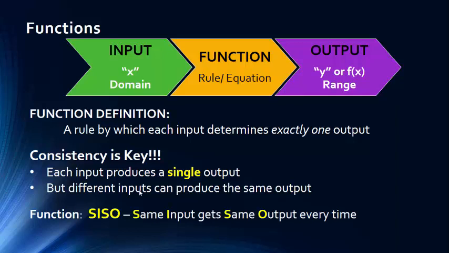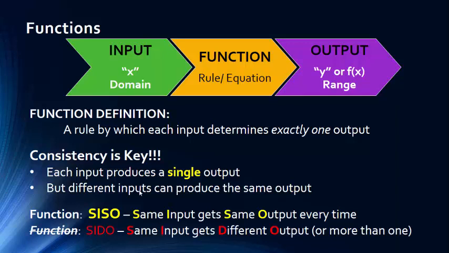So we say that a function follows what we call seesaw. The same input gets the same output every time. So if you have the same input and it creates the same output, seesaw, that's a function. If you have pseudo, where the same input gets different outputs, or more than one output, when you put it in, then you do not have a function. It's not a function. This follows the definition of a function.